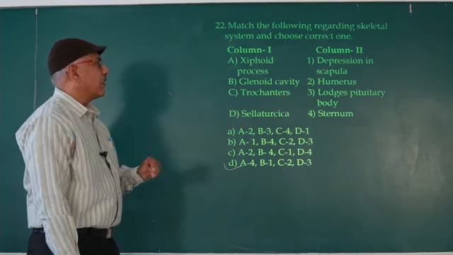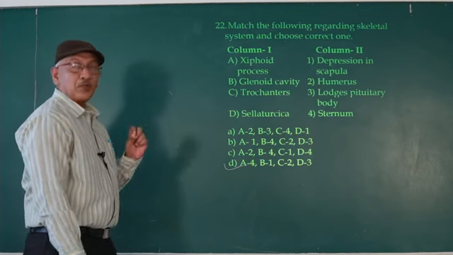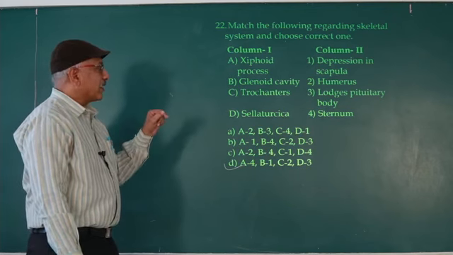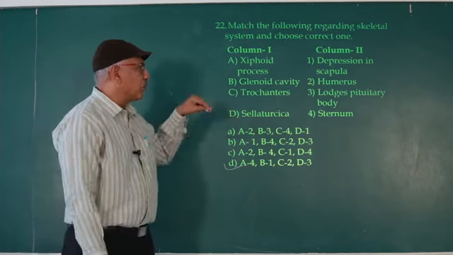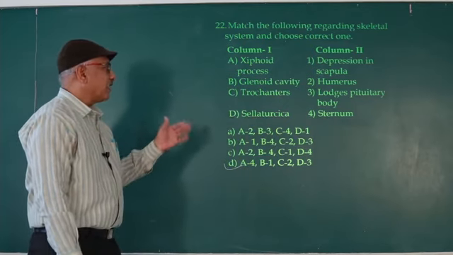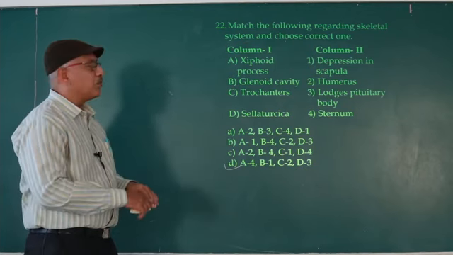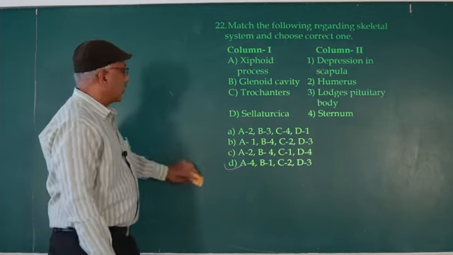Sella turcica. So sella turcica is the cavity of sphenoid bone. So in the cavity of sphenoid bone, pituitary body is present. So pituitary body present in sella turcica. What is sella turcica? Cavity present in the sphenoid bone. So fourth option.